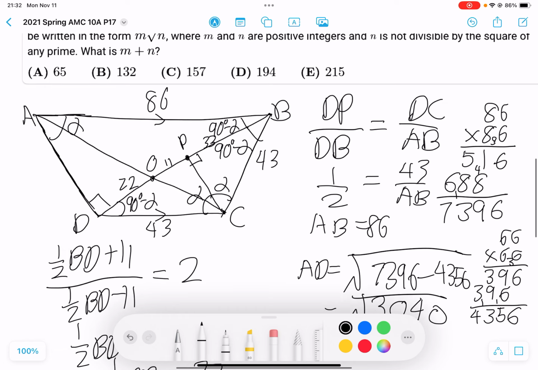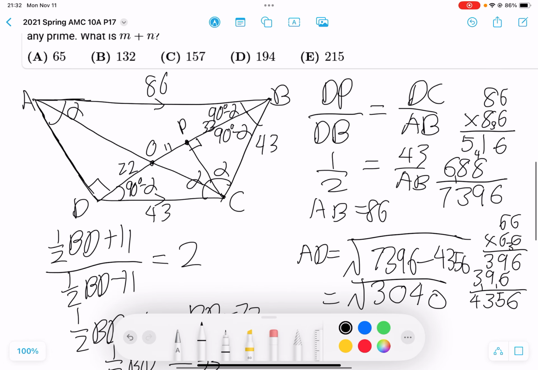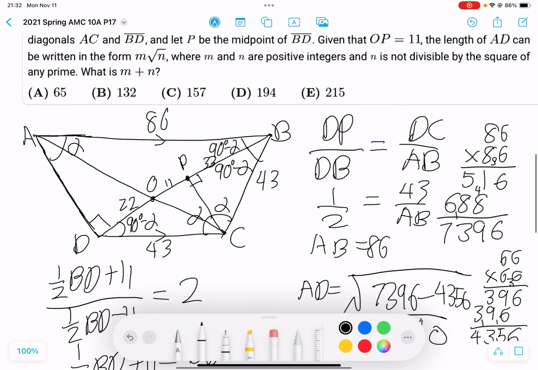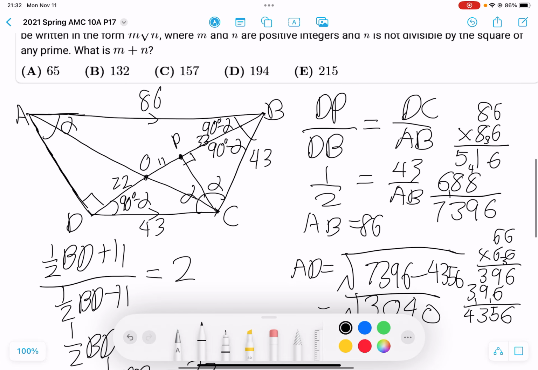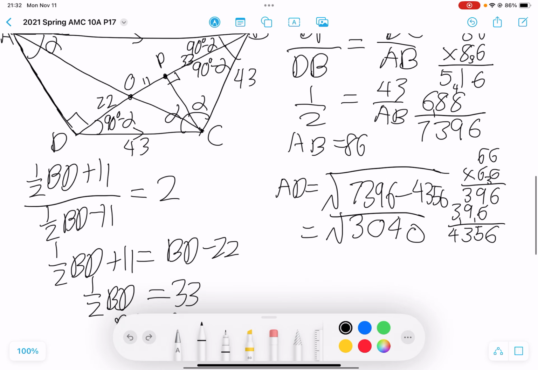So let's see. How do we get 3040 though? Because that doesn't really seem right based on our answer choices given. Oh, actually no, it actually kind of seems right. Sorry, it's m plus n here when it's m root n. Okay, never mind. Yeah, it kind of seems right.